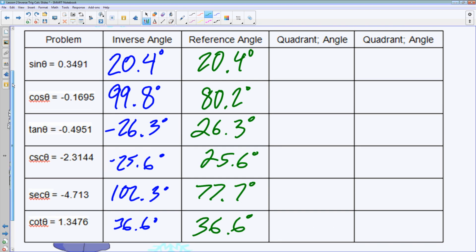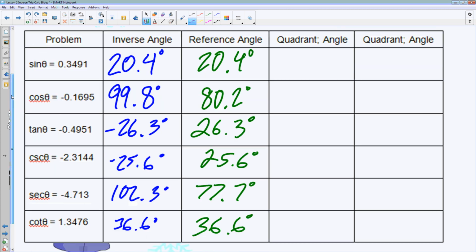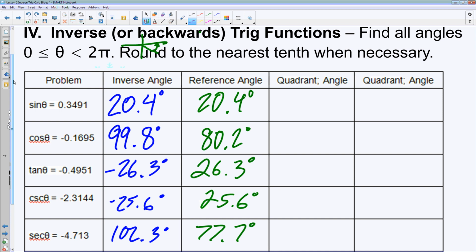Okay, now let's talk about the next two columns, and we'll do those literally just going row by row instead of going straight down the whole column. So it says quadrant, angle, quadrant, angle. What we're looking for there is you need to tell me when this particular angle happens. So when is sine positive? And you should be thinking, well, it's positive in quadrant 1 and in quadrant 2.